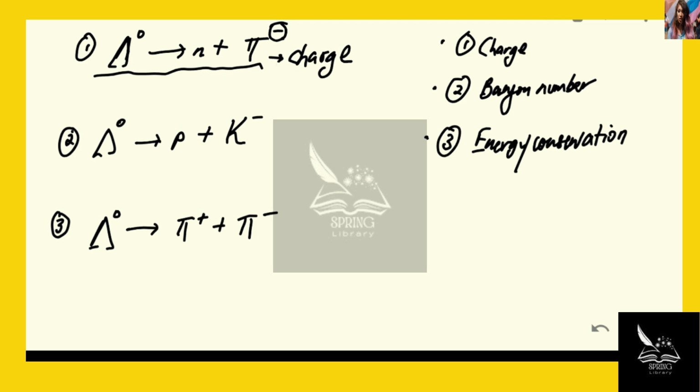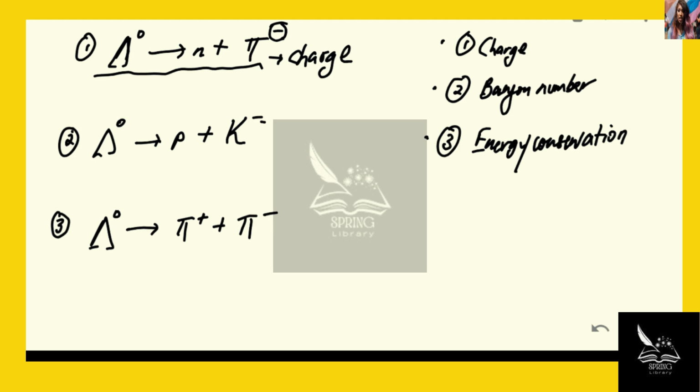Next, we look at the second equation. So looking at the charge, the proton is a +1, the kaon in this case is a -1, so they balance out each other, so that's conserved. For the baryon number, the lambda baryon has a baryon number of 1, proton has a baryon number of 1, kaon is a meson, so it doesn't contribute any baryon number, so that's conserved as well.